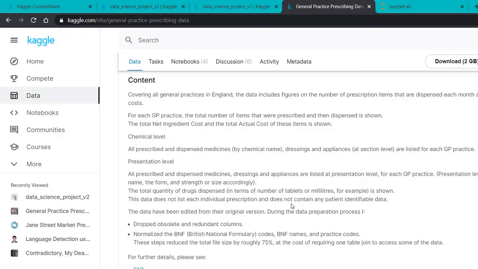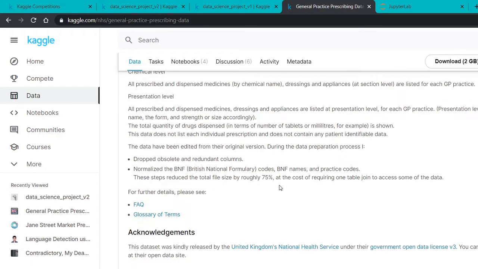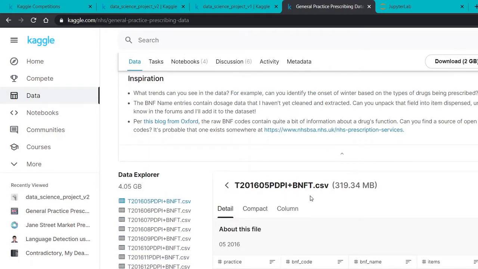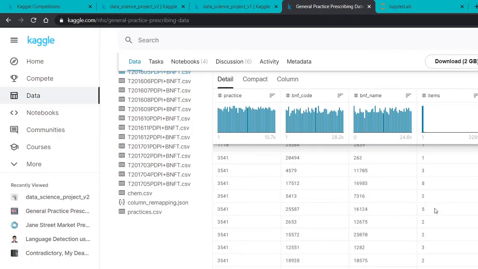are 15-digit codes which correspond to a medicine and its side effects, what type of diseases it belongs to, or what body part it is going to affect. That is what a BNF code represents. Here, this data set is given with BNF codes, and then there is something called net ingredient cost, then actual cost. There are many parameters here.